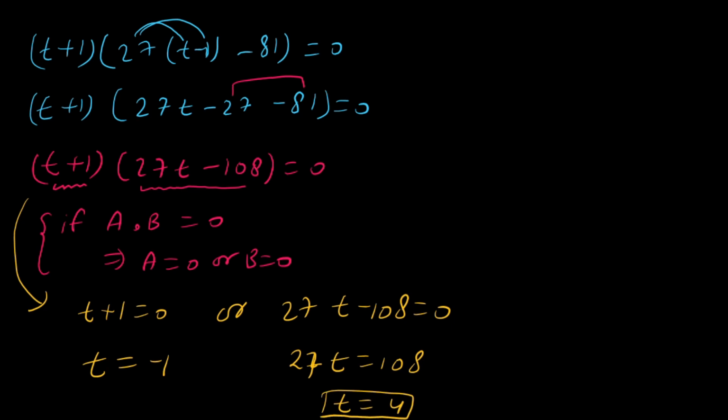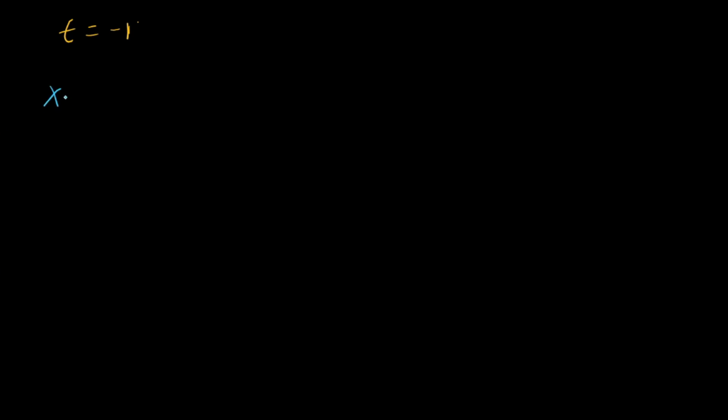We have two possible values of t. Let us consider this is case first and this is case second. So first we solve case first. t is equal to minus 1, and we know that t is x plus 1 over x. This is equal to minus 1.